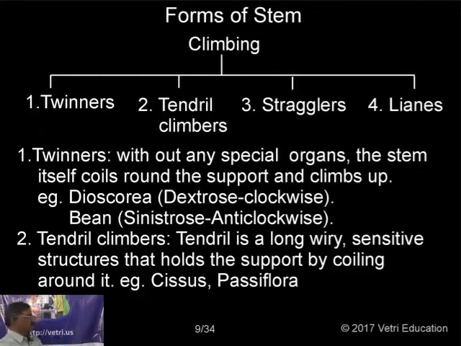And the second one is the tendril climbers. This tendril climber, with the help of special organs, climbs over the support. It is a long, wiry, sensitive structure that holds the support by coiling around it. So whenever any hold or support is there, it twines. That is called thigmotropism, that you will learn in second year.